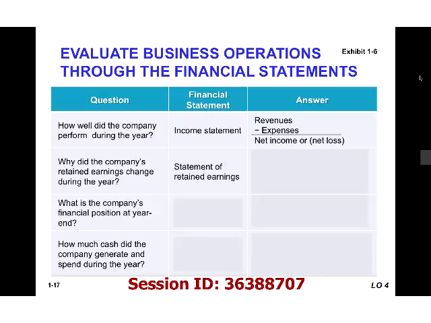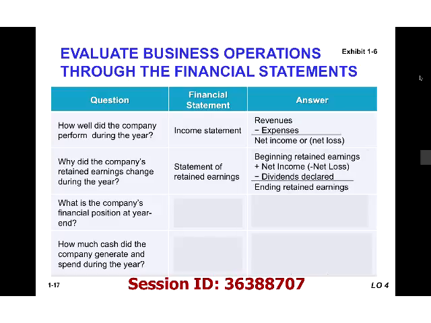The question, why did the company's retained earnings change during the year? That would be the statement of retained earnings. And that's going to start with beginning retained earnings, add our net income or subtract net loss, subtract dividends declared, and gives us ending retained earnings. Again, this is a really good bird's eye view or summary of each of the four statements. We have four main statements we'll be talking about. And this is Exhibit 1-6 in the text. You can also grab the PowerPoints and you'll see this slide if you don't get everything.